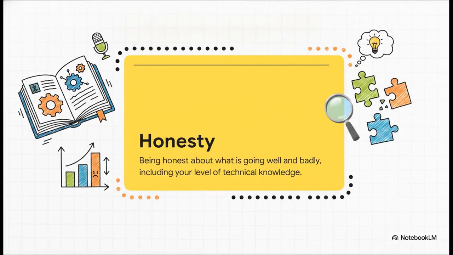And the fourth, final pillar is honesty. As a manager, you have to be transparent about what's going well and, frankly, what's going terribly. But crucially, you must be honest about your own level of technical knowledge. If you try to cover up your own ignorance or hide major project problems, trust me, you will eventually be found out. And when you are, it will completely destroy your respect within the group.